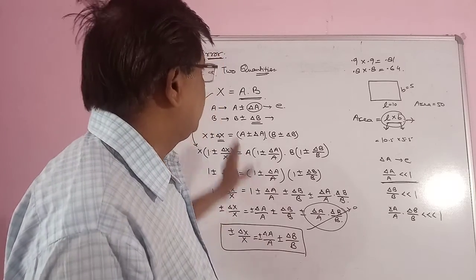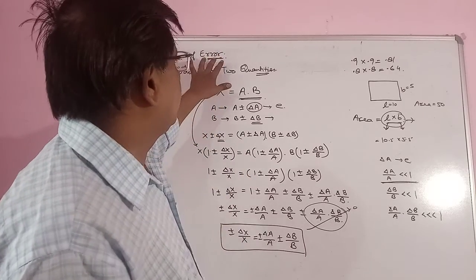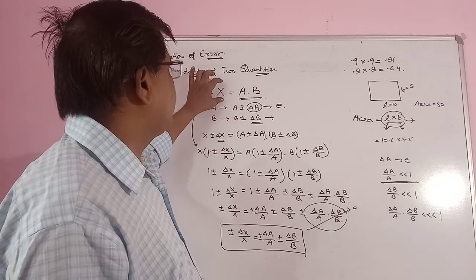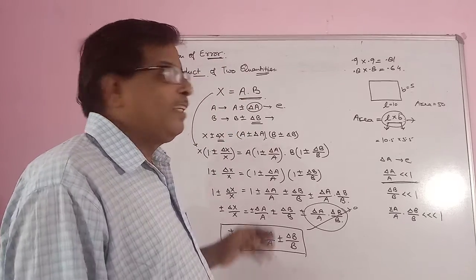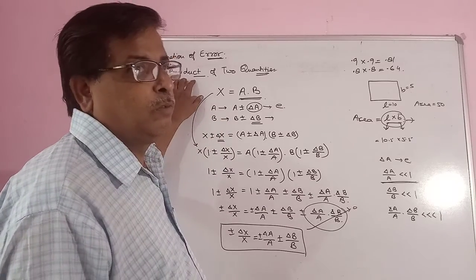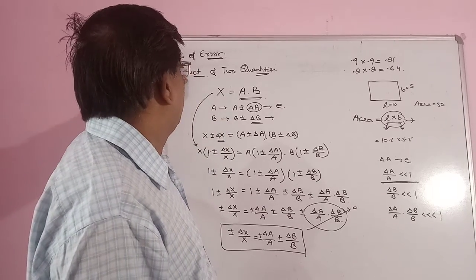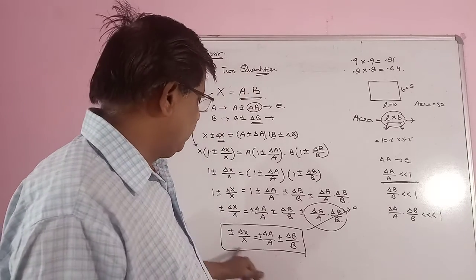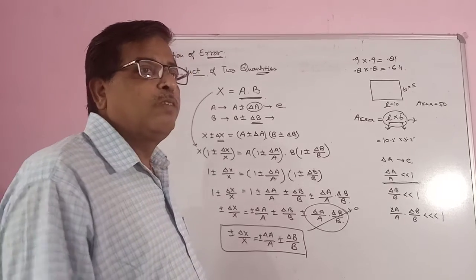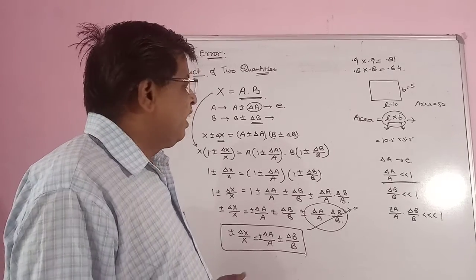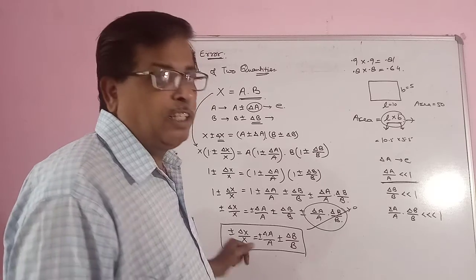So this is what? This is the combination of errors. Combination means a quantity which depends upon two or more quantities by a function of product. So what do we get? This is our final conclusion, that their relative errors are added to calculate the net error.